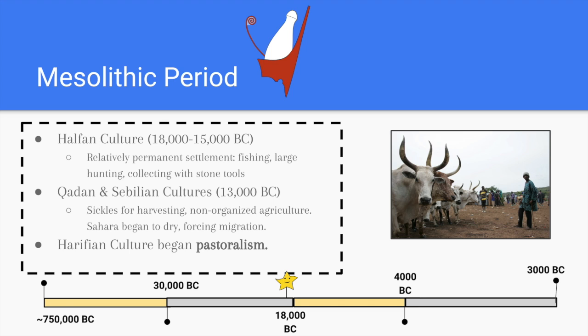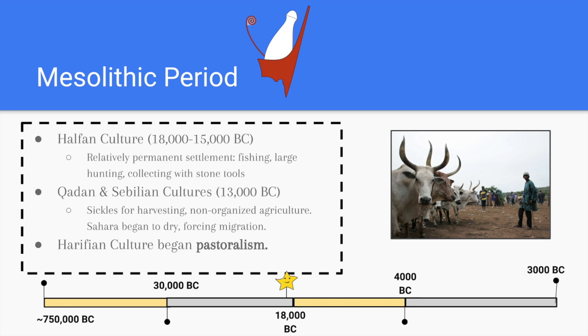As you can see in the right-hand corner, that's an example of pastoralism, which the Harifian culture practiced, as you can see in the bottom sentence of the slide. So they would have semi-domesticated or domesticated animals, such as the cattle you see there. Obviously, that picture is present-day Africa, or I'm not sure if it's Africa or India, but it looks like one of the two. And back then, in ancient Egypt, that was the common practice in the Harifian culture.